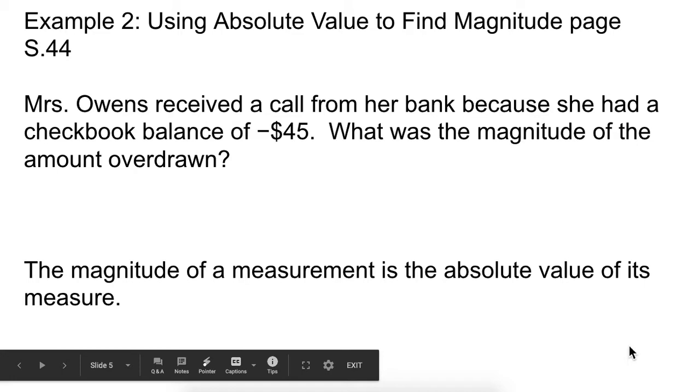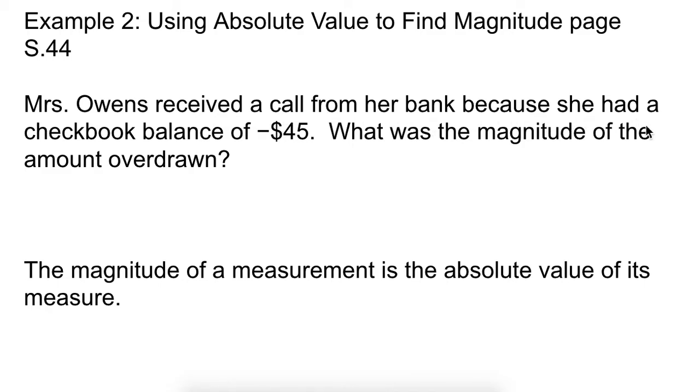Okay, now the absolute value to find the magnitude. Miss Owen received a call from the bank because she had a check balance of negative 45. What is the magnitude she is overdrawn? Is a balance of negative 45 a good thing in your checking account? No. You said your mom had a negative balance the other day. Not a good thing, is it? No, it's not. So what's the magnitude of that? The magnitude of that is 45.